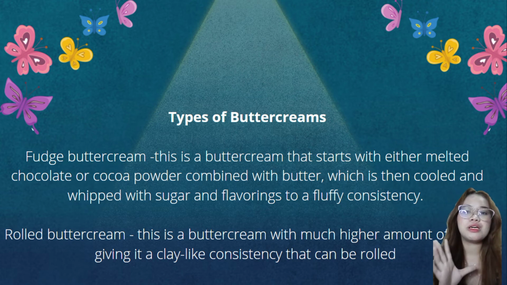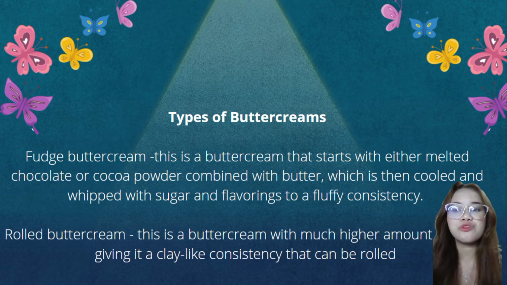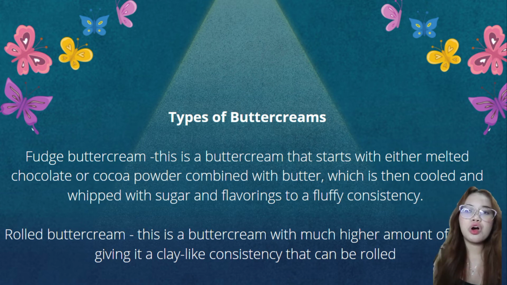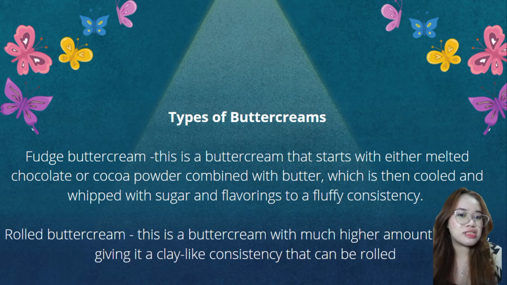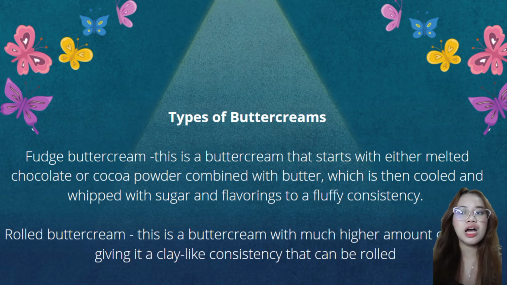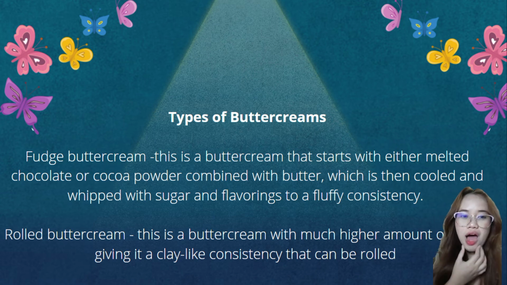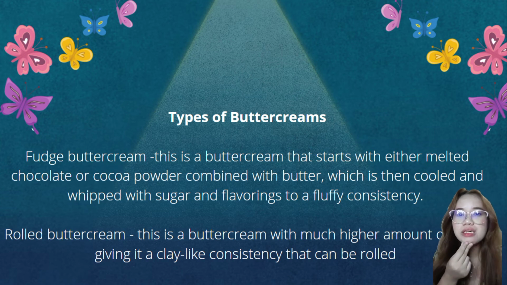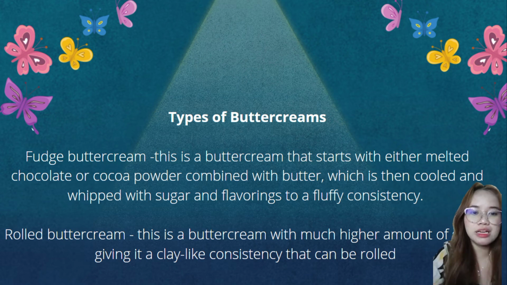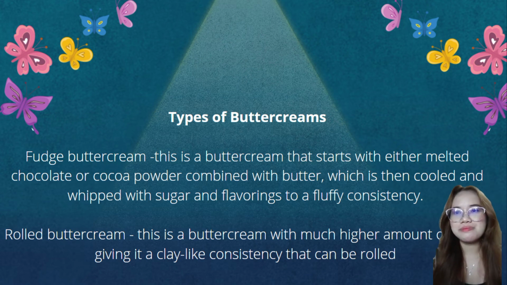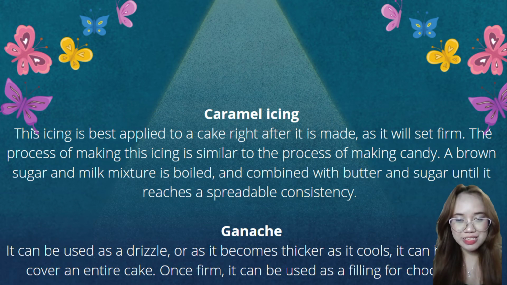Rolled buttercream. So this is a buttercream with a much higher amount of sugar, giving it a clay-like consistency that can be rolled. So ang uban kay spread consistency, fluffy consistency, kani siya ang rolled buttercream, clay-like consistency. Daghan gid siya sugar para dili siya spread-like consistency. Okay, we're done with buttercreams.